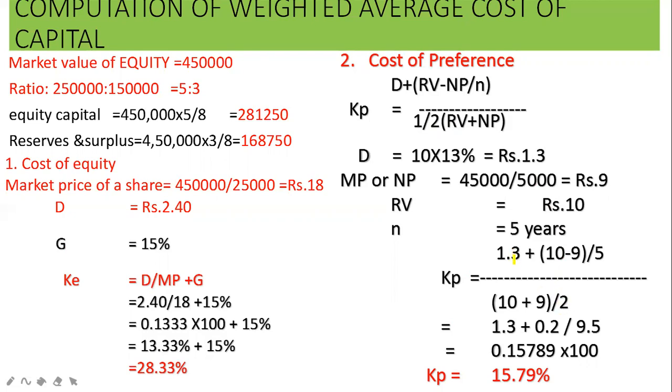So now calculate: 1.3 plus 10 minus 9 divided by 5 will give you 0.2. So 1.3 plus 0.2, divided by 9.5. How did I get this 9.5? 10 plus 9 divided by 2 will give you 9.5. So you add these two, 1.3 plus 0.2, and divide by 9.5. You will get this figure 0.15789. This is to be multiplied with 100 to give 15.79%. So the cost of preference is 15.79%.